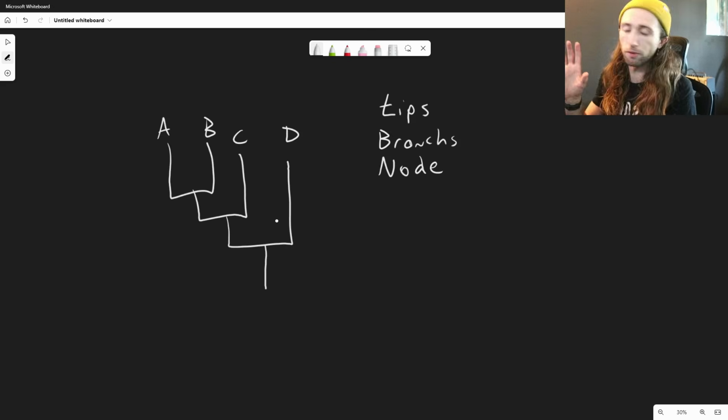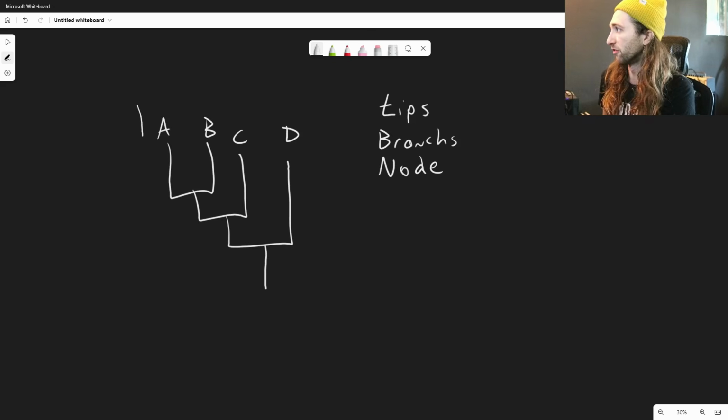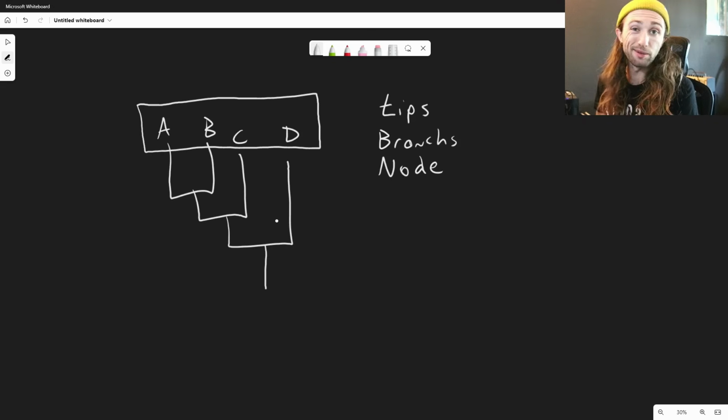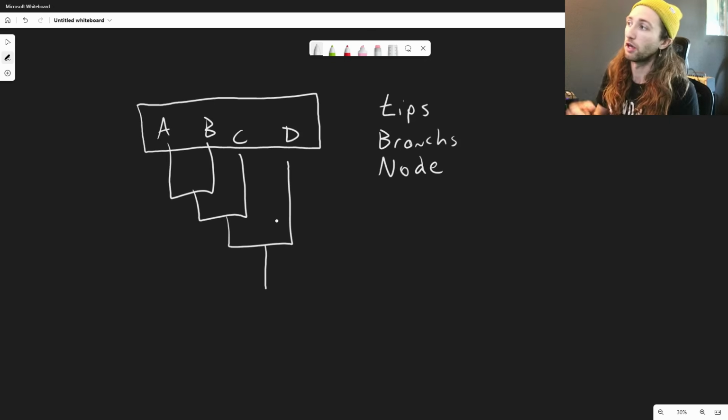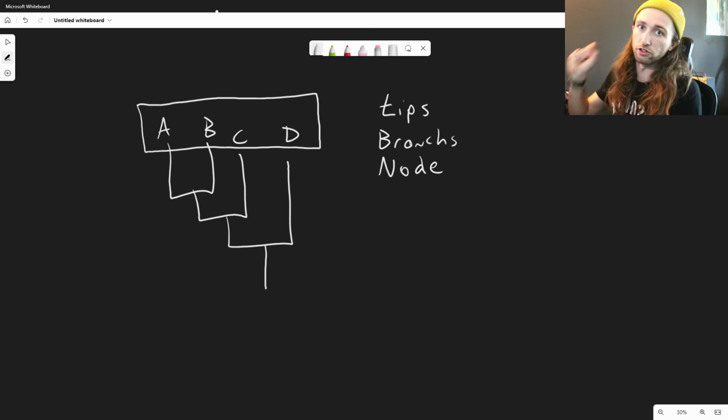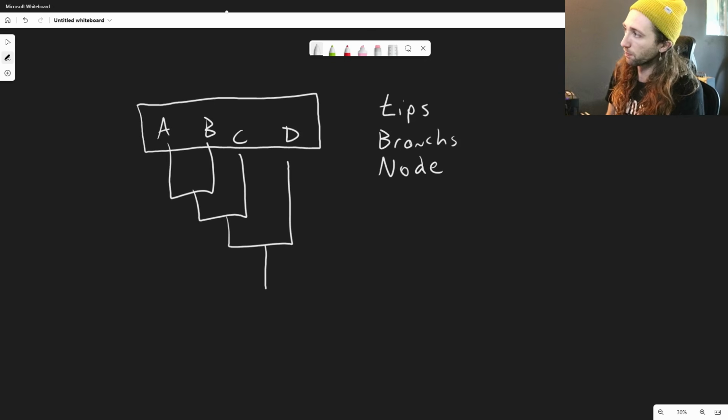So tips are by far the easiest thing for us to see. The tips are what's at the top of the phylogeny, right? So in here, the tips are A, B, C, and D. They are the taxa that we are looking at. Tips could also be, depending, in this case we're using species, but tips could be populations. They could be entire families of organisms. Really, it's just what's at the top of the phylogeny, okay?